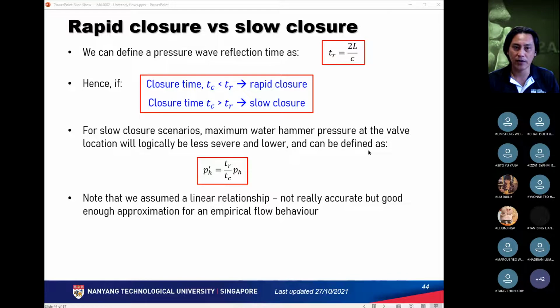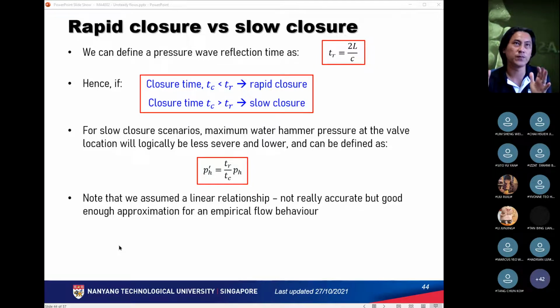And now it can be defined that the water hammer pressure, pH prime, experienced by a slow closure is nothing but TR divided by TC, the reflection time divided by the closure time, multiplied by the maximum water hammer pressure for a rapid closure. Now, this is a linear relationship. It is not fantastically accurate, but it's a good enough approximation for something that's highly empirical.